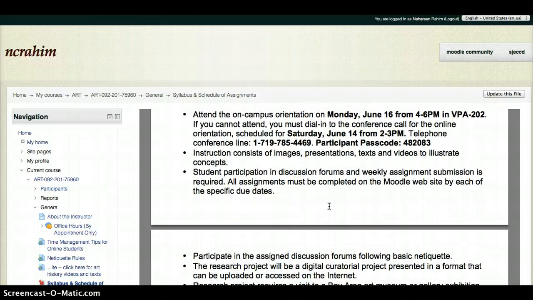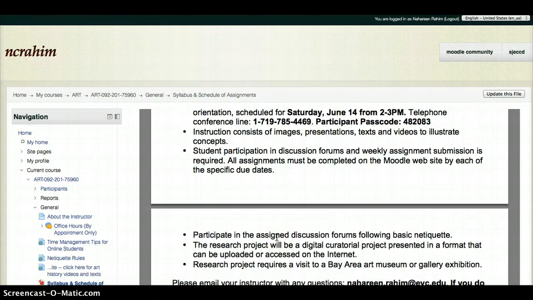Here are some class procedures. We need to participate in the assigned discussion forums following etiquette. Research project is a big deal. It's a digital curatorial project presented in a format that can be uploaded or accessed on the internet. So you can do a PowerPoint presentation. If you're more tech savvy, you can do a blog or a website or a Tumblr. There's a lot of different ways to go about it, and I provide some links at the bottom to look at examples and resources on the curatorial project guidelines. All the information can be found there.